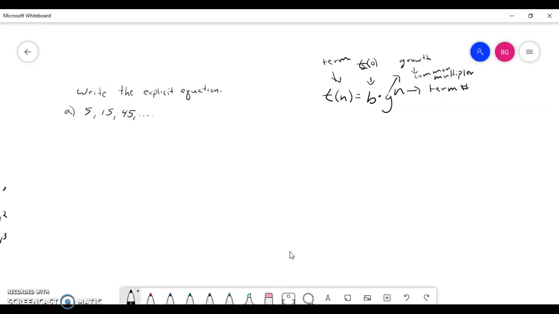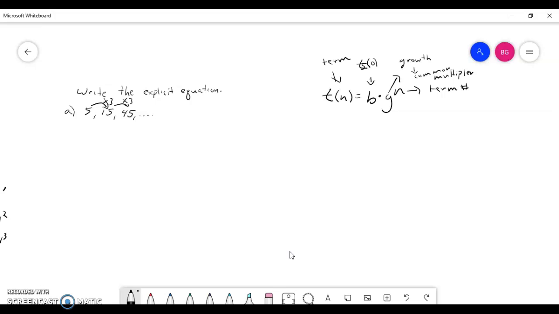So I'm going to do an example here on A. I have a sequence here: 5, 15, 45. I'm going to look for that sequence generator. In this case, I know from 5 to 15 is adding 10, but adding 10 doesn't get me to 45. So in this case, you've got to think multiplication. That's multiply by 3 to get to the next one. So in that case, that is my G. That is my growth. So I'm going to put that in the growth part.